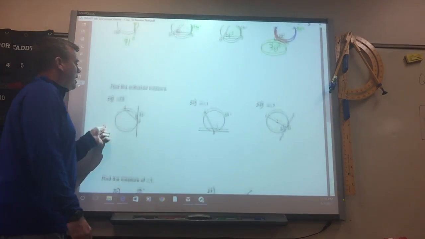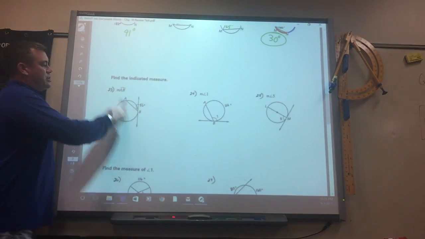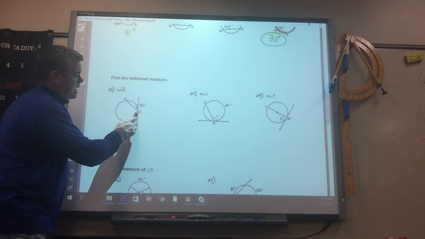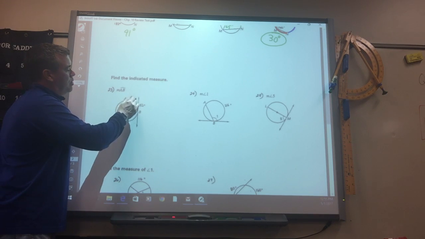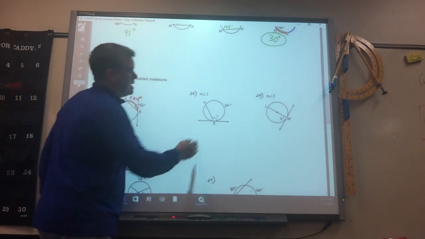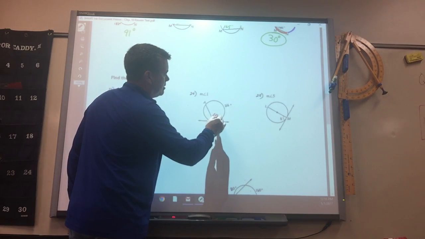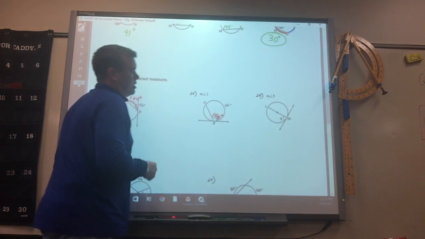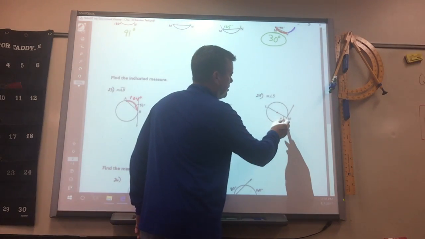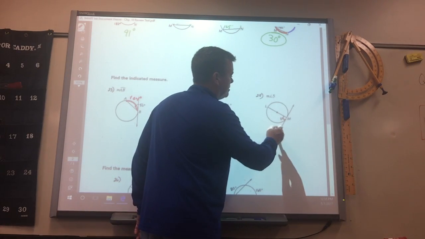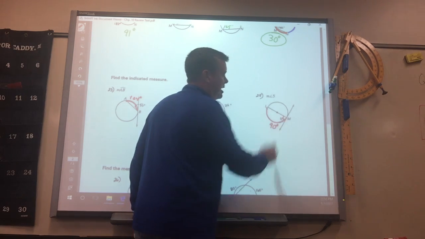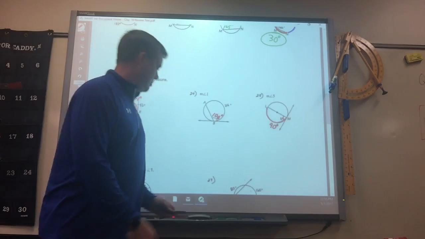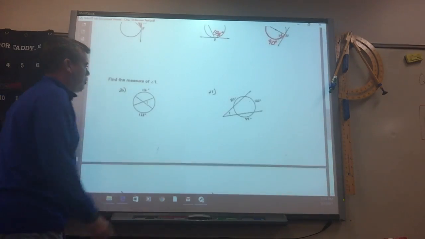Okay, when it's a tangent and a chord, the angle is half of the arc. So AB would be 104. This would be 108, half of the arc. This would be 90, because since that's a diameter, that means this is 180 degrees, right? So the angle would be half.